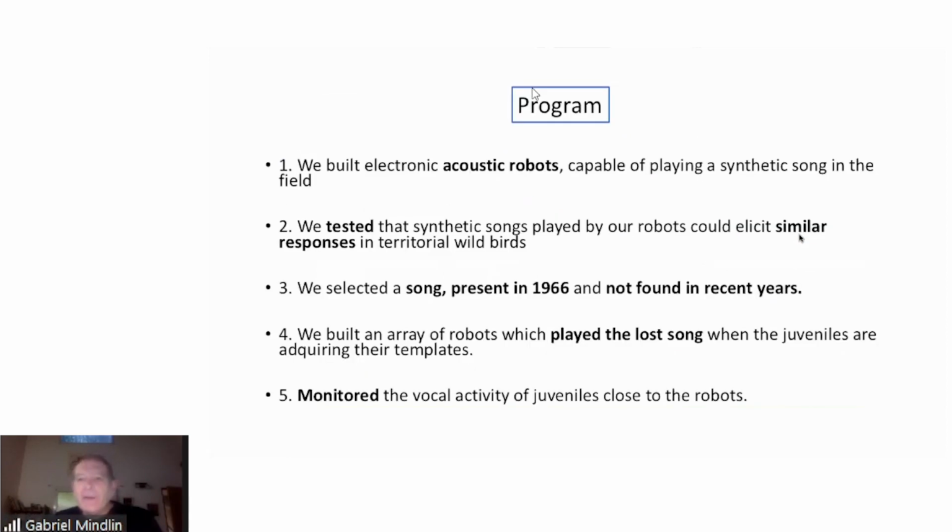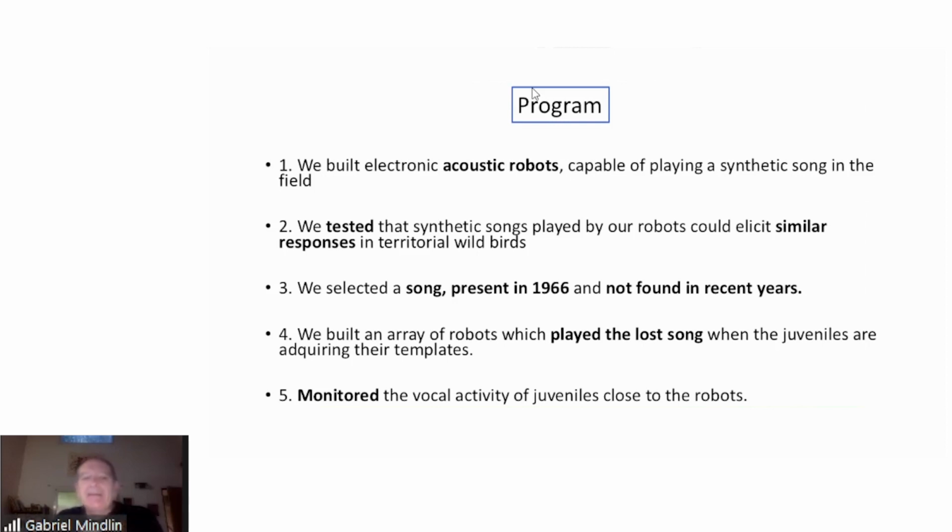So with that in mind, we developed this little program that I'm going to describe briefly in order to finish this presentation. What we did is to build acoustic robots, which are capable of playing these synthetic songs in the field. So what we tested first is that the synthetic songs played by our robots could elicit similar responses in the territorial birds. If you put a sound, like the recording of a song, in the territory of one of these birds, it will be singing at a higher rate, because it gets very nervous that someone is going to compete for the females in its territory.